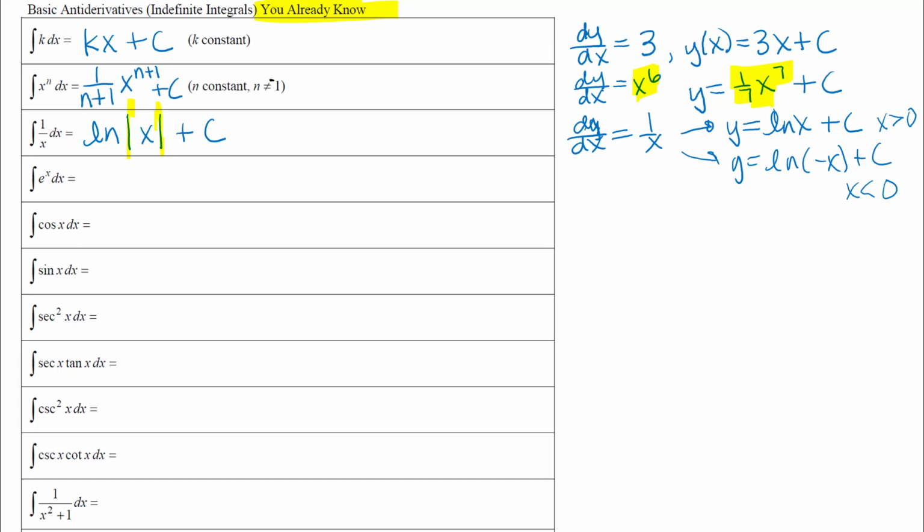All right, this next one should be pretty easy. You know the function whose derivative is e to the x. That's just e to the x, which is its own derivative. The plus c is the general antiderivative. Notice I have a plus c on the end of all of these.